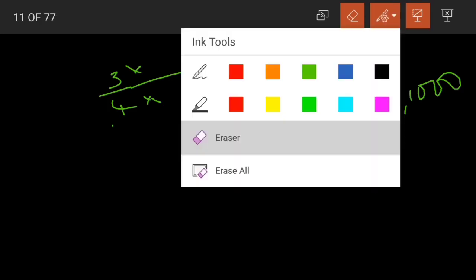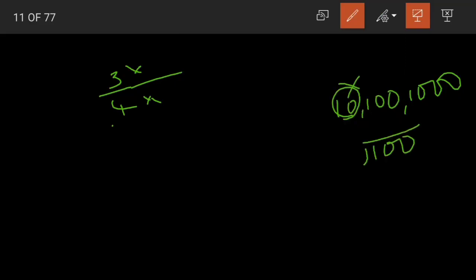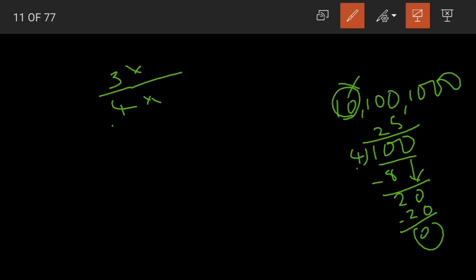Let us divide 100 by 4 and see how many times it goes. 4 twos are 8. When we subtract, 2 is remaining. 0 brought down. 4 5s are 20. When we subtract, 0 is our remainder. So 4 divides our 100 exactly, and by how many times? 25 times. So 4 into 25 is equal to 100. Understood, children?